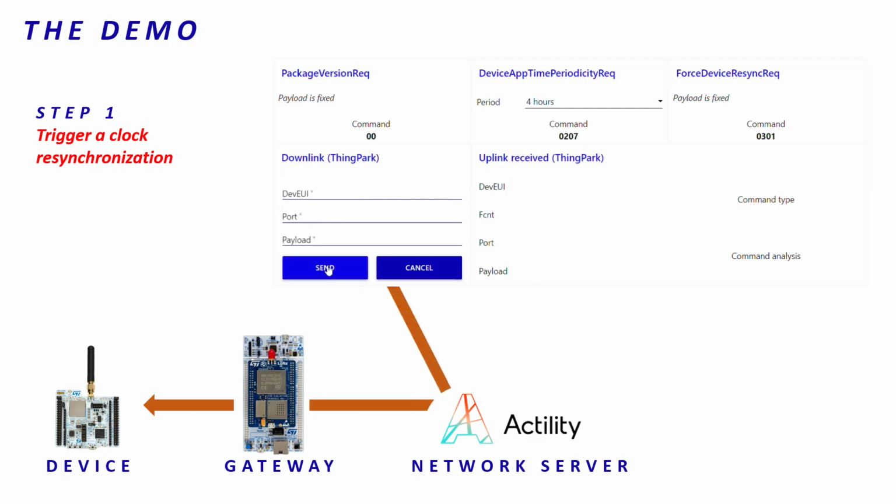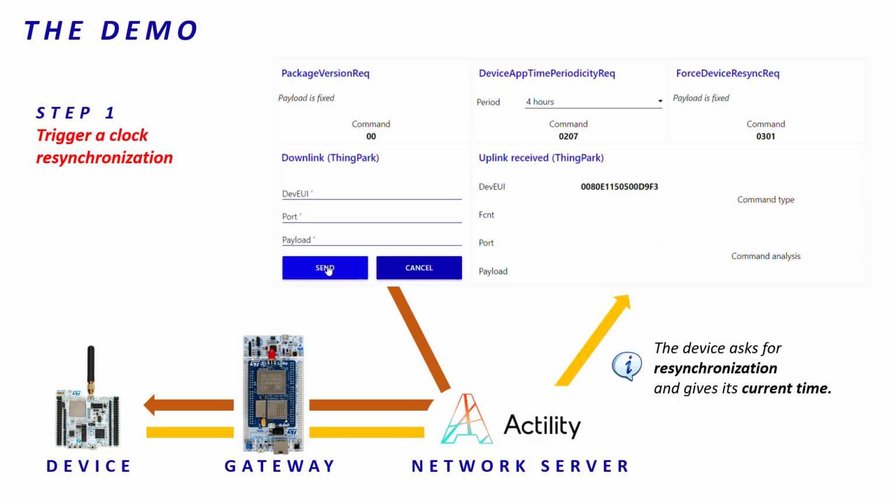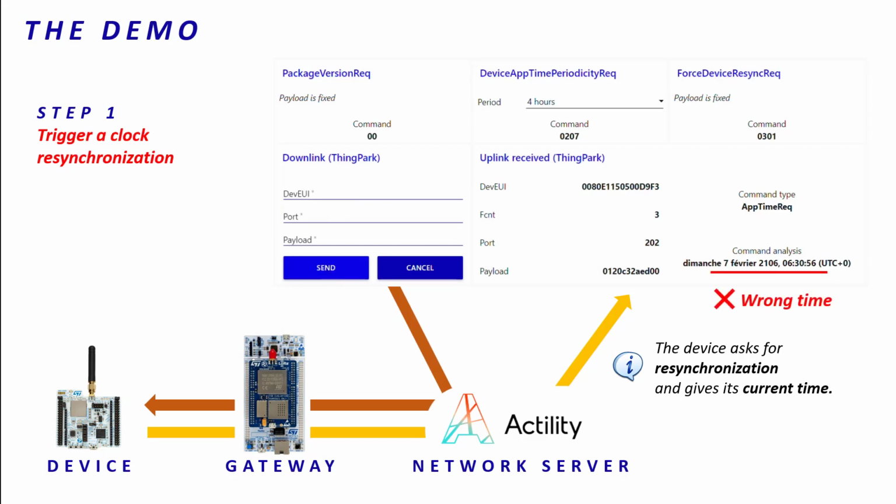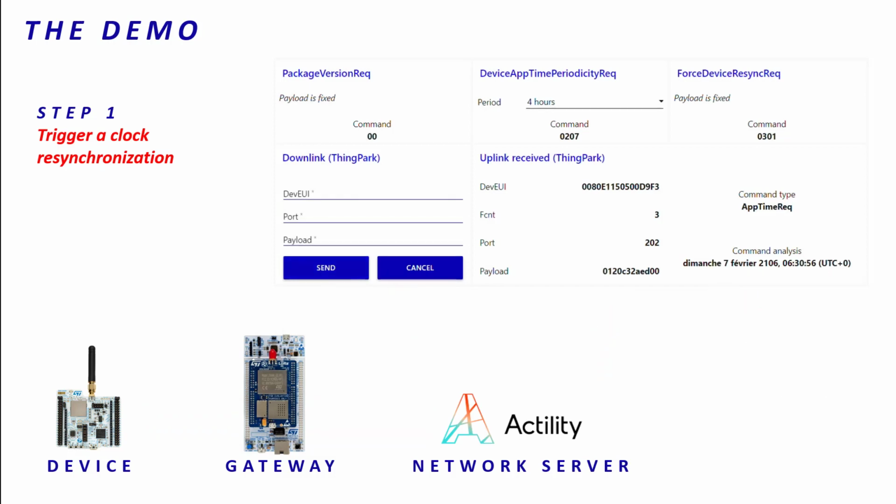Immediately after receiving this command, the device does two things. First, it answers the command by sending an uplink with its current time. Of course, it is wrong, as we can see on the uplink analyzer. The second thing the device does is to ask the network server for resynchronization. Then, the network server synchronizes its real-time clock. From this point, the device is clock synchronized.